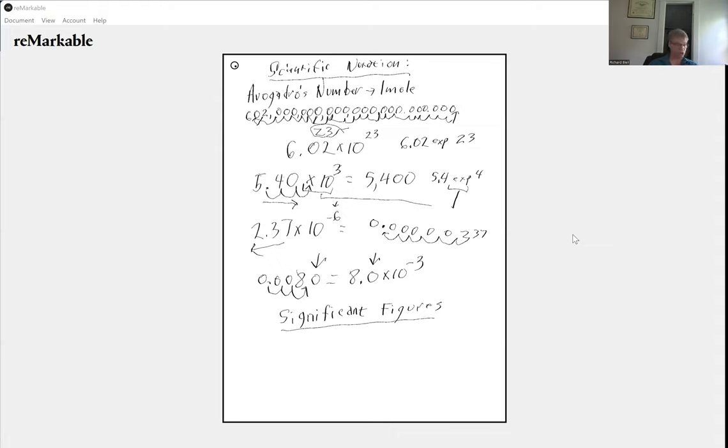Let's talk about what significant figures are. First of all, I want you to understand why we need significant figures. Significant figures is used in science to tell people exactly how well we know a number. That zero after the eight, usually you can assume, unless it's otherwise specifically noted, plus or minus one in that last digit.